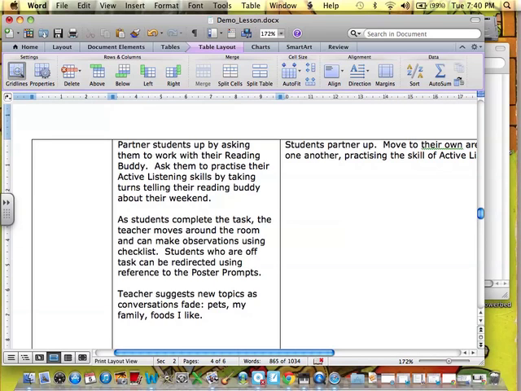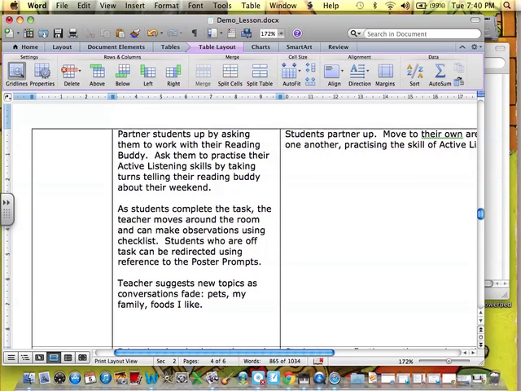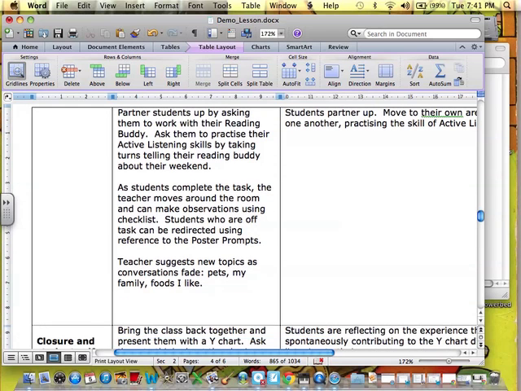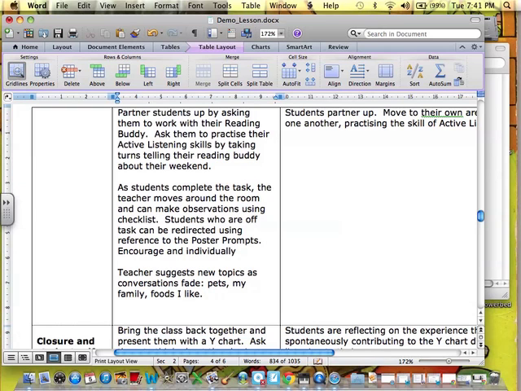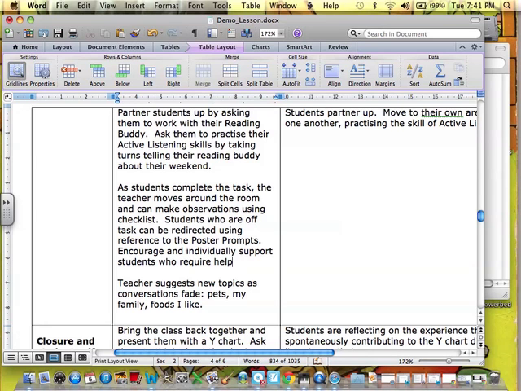So as the students complete the task, the teacher would be moving around the room. Don't forget that you have a role to play while students complete a task. So you're moving around the room, and this is a chance for me to make observations on my checklist, and I can redirect students who need to get back on task, and I can encourage and individually support students who require help. Okay, and as more able partnerships finish, I can suggest new topics. Okay, guys, now talk about your pets. Now talk about foods you like.